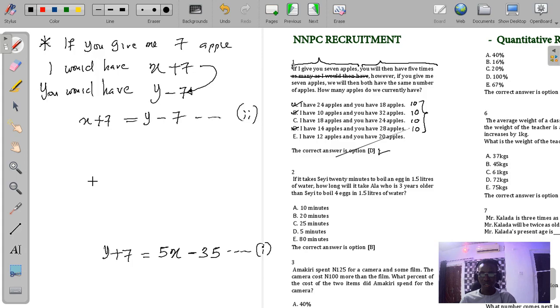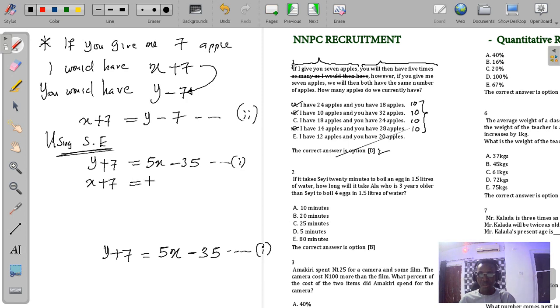So this is equation 2, right? So I'm going to write equation 1 using simultaneous equation, SE for short. So I have this first equation as y plus 7 equals 5x minus 35. And this is equation 1. So guys, what is equation 2? x plus 7. All right, thank you. So I have this as equation 2. All right, so I can easily clear this now.